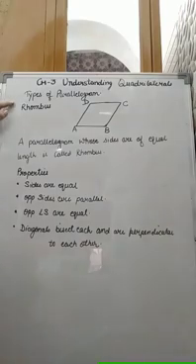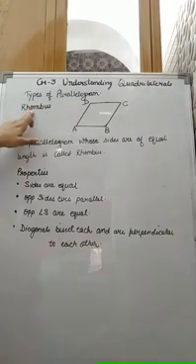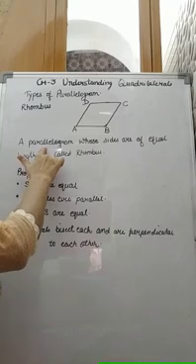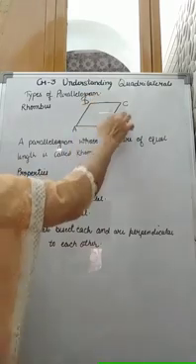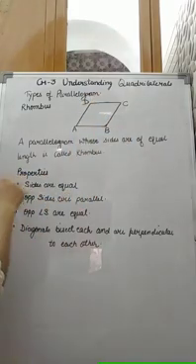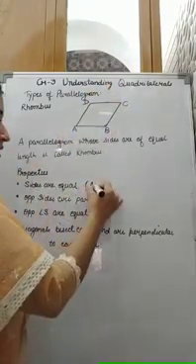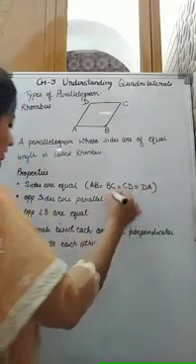Now let's start with the types of a parallelogram. Earlier we discussed types of a quadrilateral. Now these are the types of a parallelogram. First type is rhombus. Rhombus is a type of parallelogram whose all sides are equal. Since it is a type of parallelogram, it satisfies all the properties of a parallelogram, like opposite sides are equal and parallel. I have written sides are equal, meaning all sides AB, BC, CD and DA are equal.